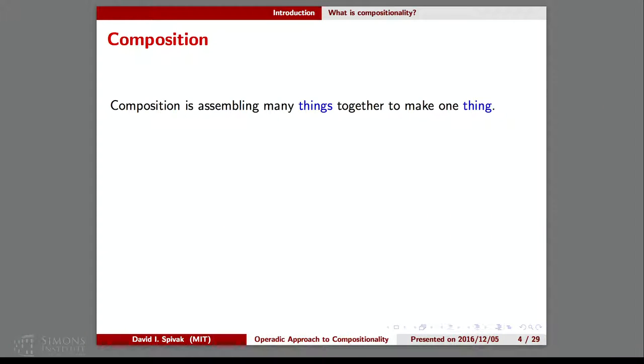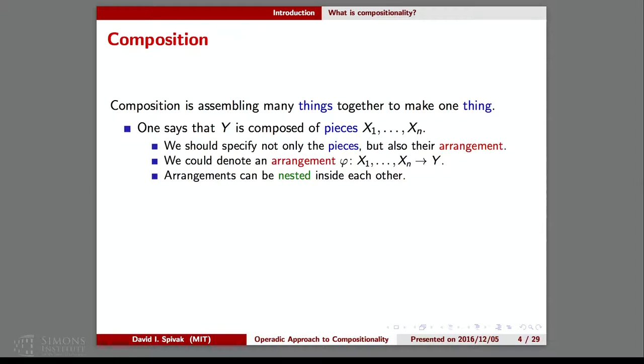So what do I mean by composition? I work a lot with engineers, and I want to use the word composition the way they use the word composition. So I mean assembling many things together to make one thing. So we'd say that Y is composed of some pieces that are assembled together. And blue means things, and red means arrangements, and green means nesting. So I'll just have that color coding, because they say color on slides is nice.